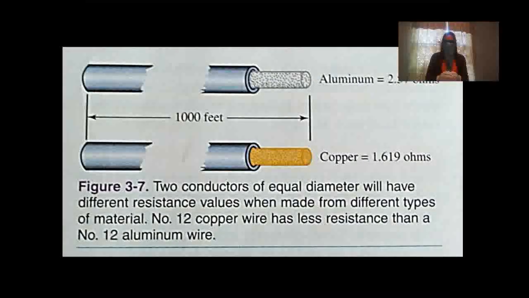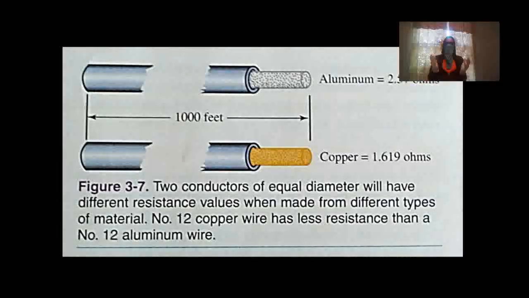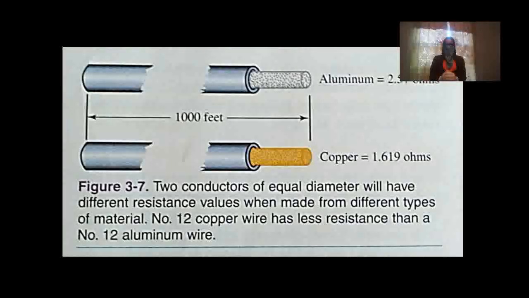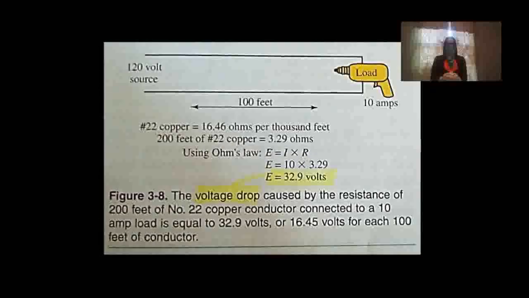Types of material. As discussed in Chapter 1, some materials are better conductors than others. The type of material affects conductance and resistance. Figure 3-7 shows one example: number 12 copper wire has 1.619 ohms resistance per 1,000 feet. An aluminum conductor of the same diameter and length offers 2.57 ohms of resistance.